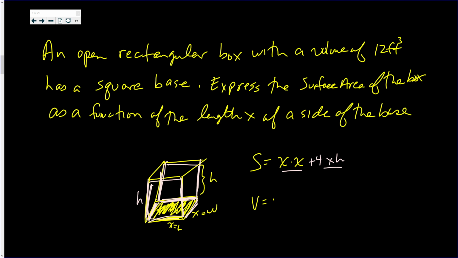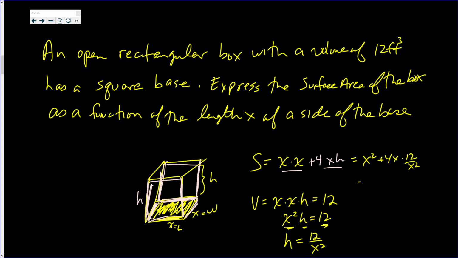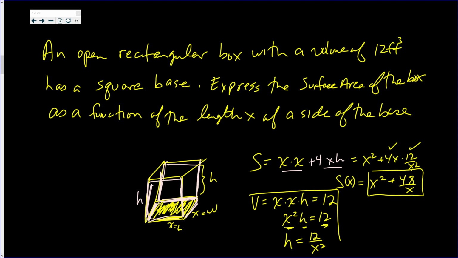Well, the volume on one hand is length times width times the height. On the other hand, it's 12. So x squared h is 12. H depends on x. You make x larger, you have to multiply it by a smaller number to get 12. That is, h is 12 over x squared. So this becomes x times x plus 4x times 12 over x squared. We get x squared plus 4 times 12 is 48, but x over x squared is just x on the bottom. So now we have S just as a function of one side of its square base.